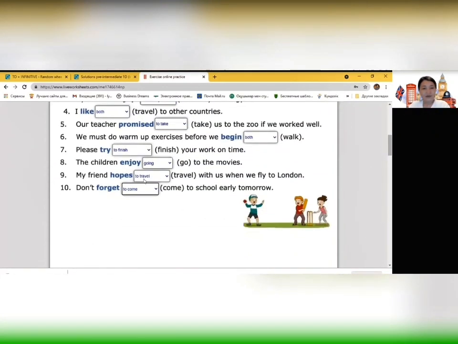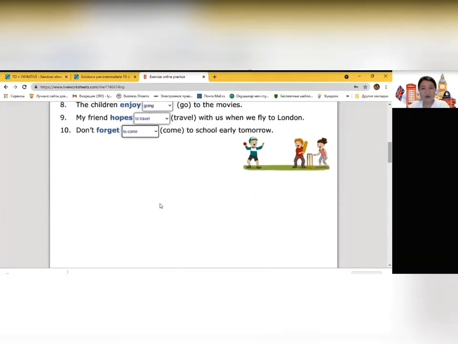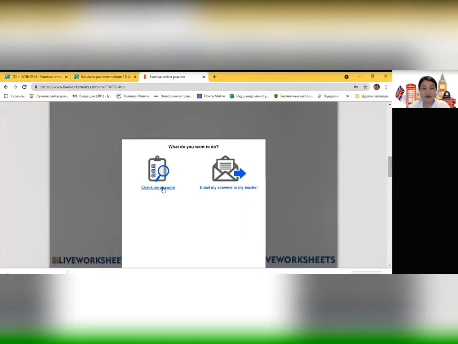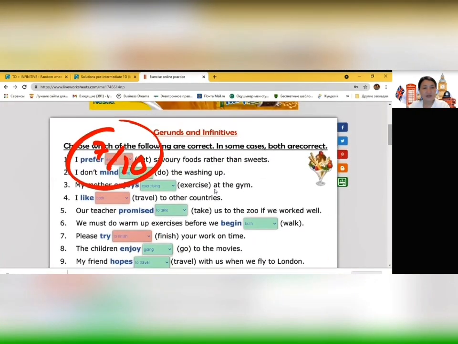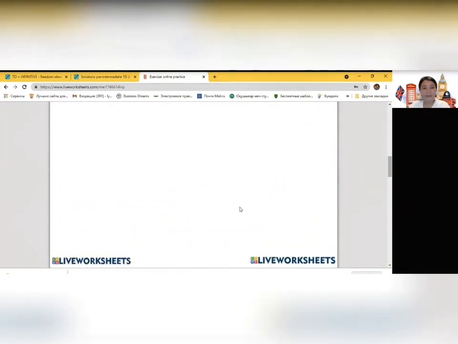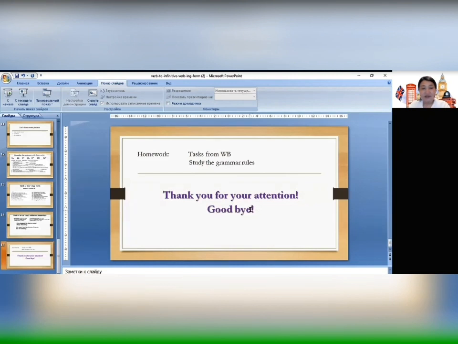You do these kinds of things. You choose just the right one. There are two options: check my answers, or you may email your answers to your teacher. Okay, let's check it right now. When you check it, it shows the right variant on this list. For example, we gained 7 points out of 10. It's finishing.